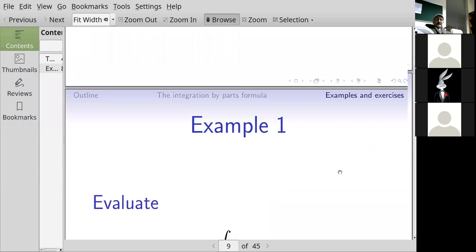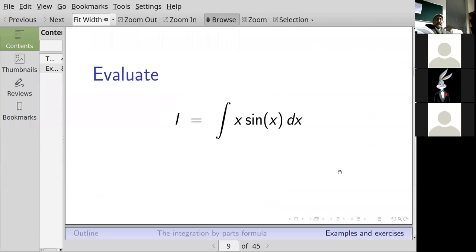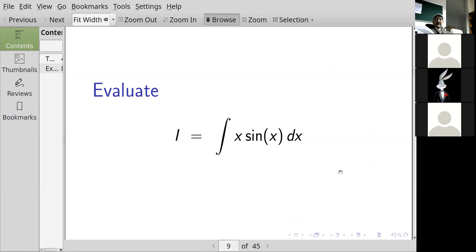Okay, so first example. The integral of x sine of x dx. I want to evaluate that. Is this integrand, the function you see between the integral sign and dx, does that look like the derivative of some function that you know? Okay, no, it doesn't.